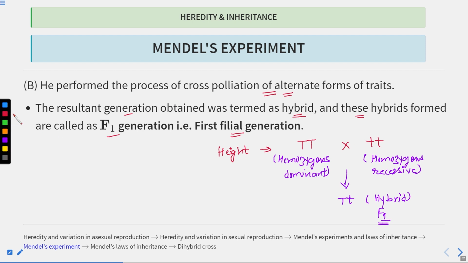Clear? Here you can see how this T and small t hybrid is produced. This is the gamete produced here, and small t is the gamete produced by this parent. Suppose this is the male parent and this one is the female parent. The male parent will produce gamete capital T and the female parent will produce gamete small t, and the hybrid will have the combination of these two. Clear? And this is known as the F1, or the first filial generation.